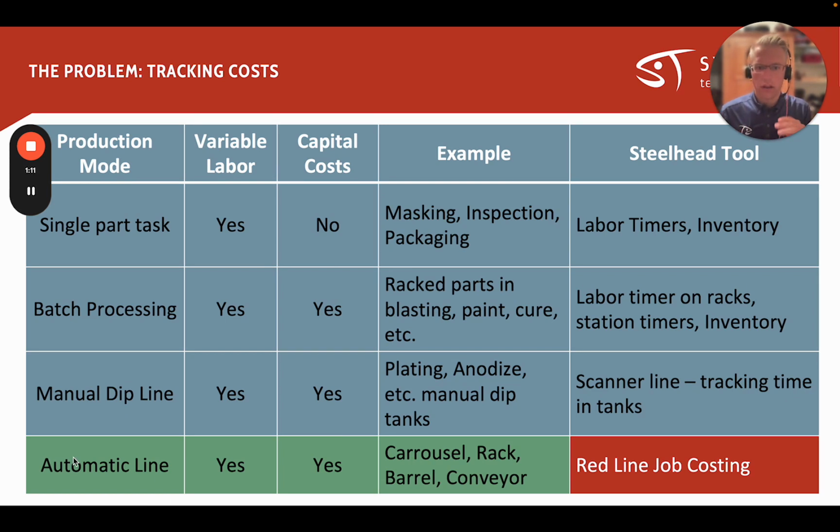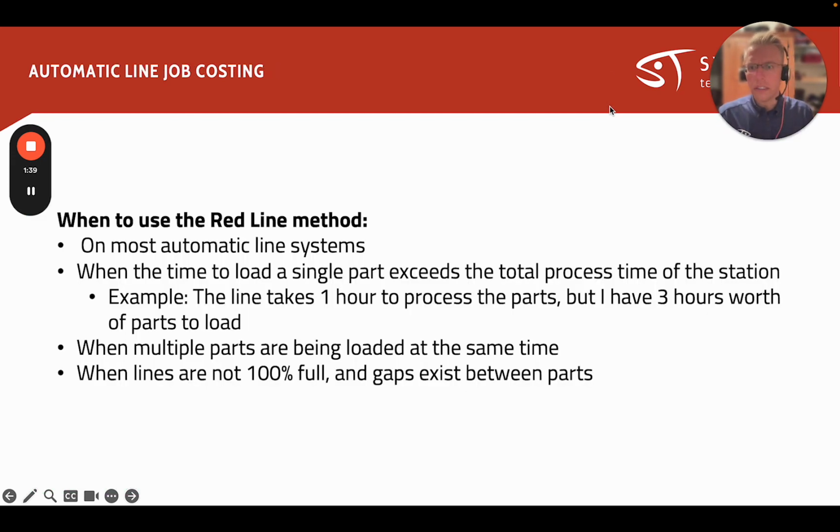So this is a carousel or a rack or barrel or conveyor line where the line is moving at a continuous rate, and we're just loading parts in and then taking parts out. So job costing gets very complex and chaotic in this type of space, and this is where the Redline Job Costing tool really shines and is purpose built for job shop automatic line job costing. And that's what the rest of this video is going to cover, is how we do Redline Job Costing.